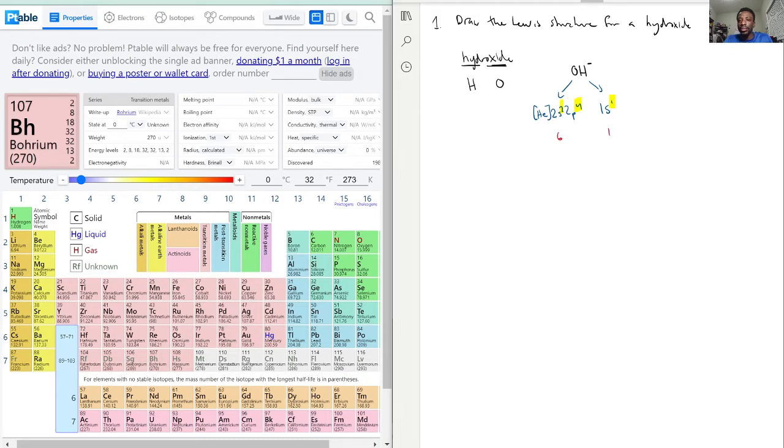Okay, so currently we have 7 electrons, but you notice right here it says OH minus. Because of that, you add an extra electron. Minus for electrons means that you're adding more of them since electrons have a negative charge. So in total we have 6 plus 1 plus an extra 1. So we need 8 electrons, okay?